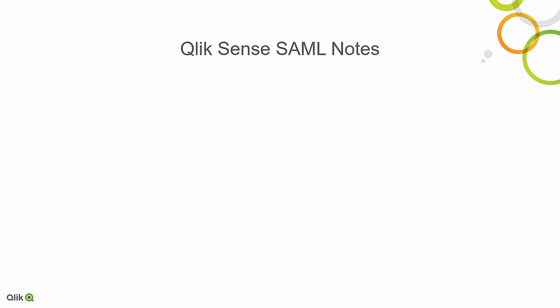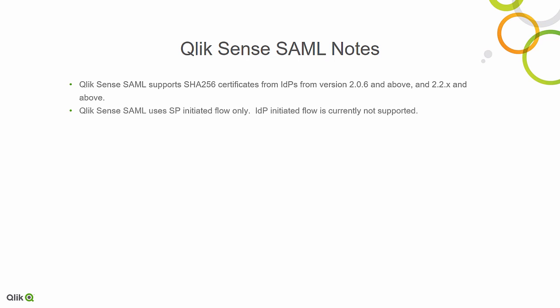Taking a look at some notes regarding Qlik Sense SAML, Qlik Sense SAML supports SHA-256 certificates from IDPs from version 2.0.6 and above and 2.2.x and above of Qlik Sense Enterprise. Prior to these versions, only SHA-1 certificates are accepted. Qlik Sense SAML uses SP-initiated flow only. IDP-initiated flow is currently not supported.